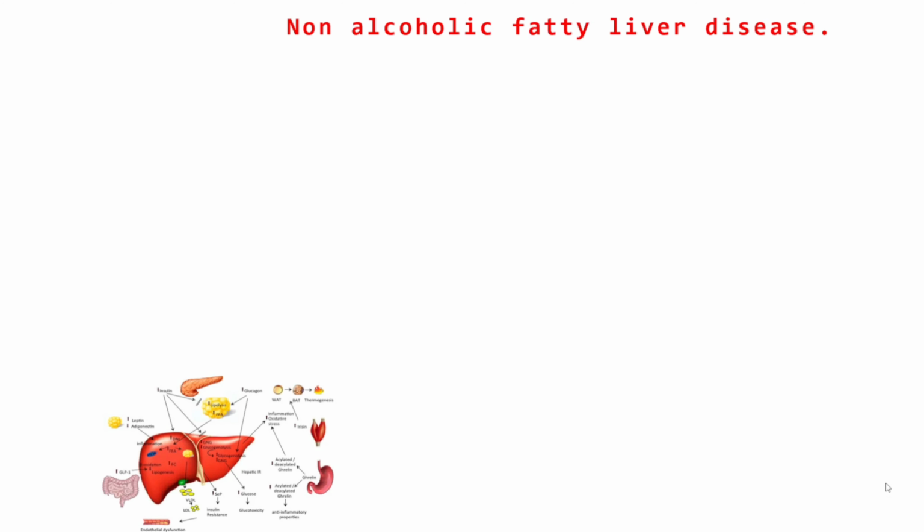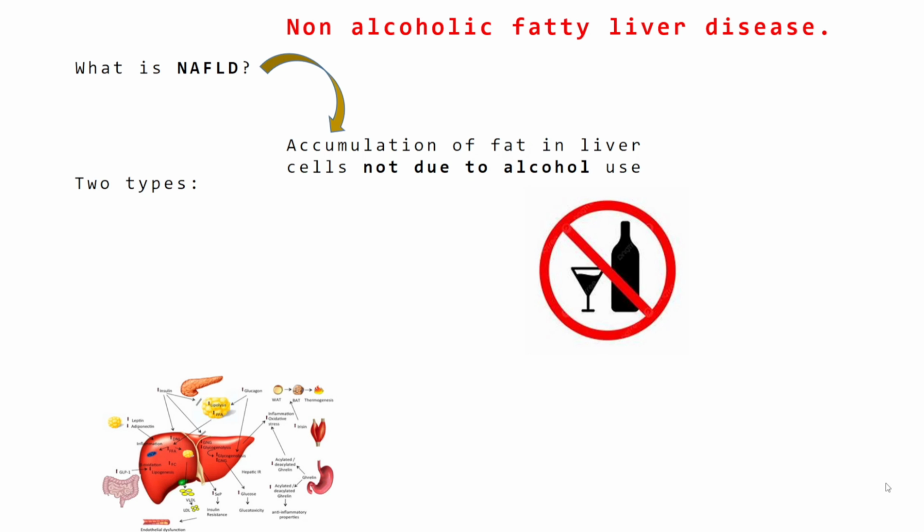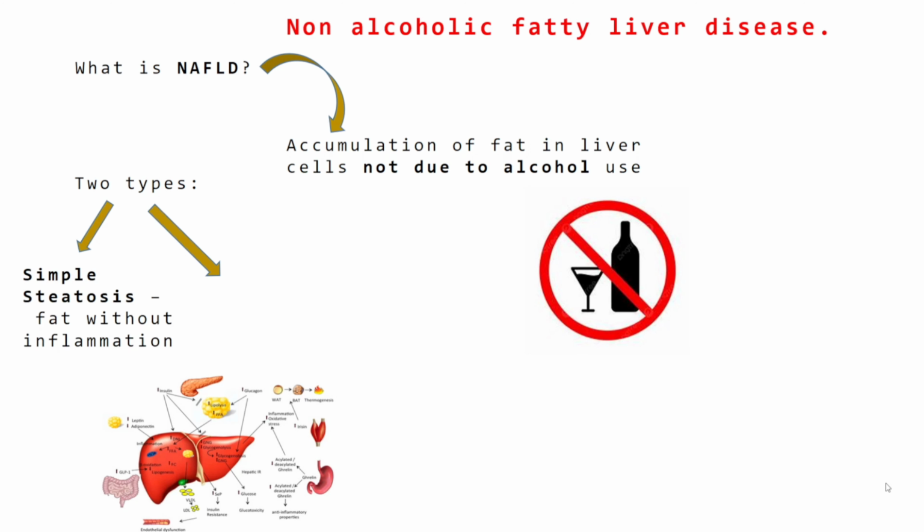Let's begin by understanding what non-alcoholic fatty liver disease, or NAFLD, actually is. It refers to the buildup of fat in liver cells in people who consume little or no alcohol. Now, NAFLD is actually an umbrella term with two main types. First, we have simple steatosis. This means there is fat in the liver but no inflammation or liver cell damage. It's usually considered a milder form.